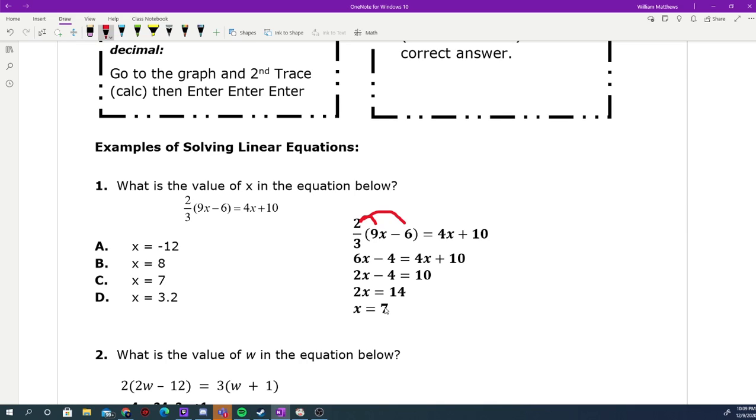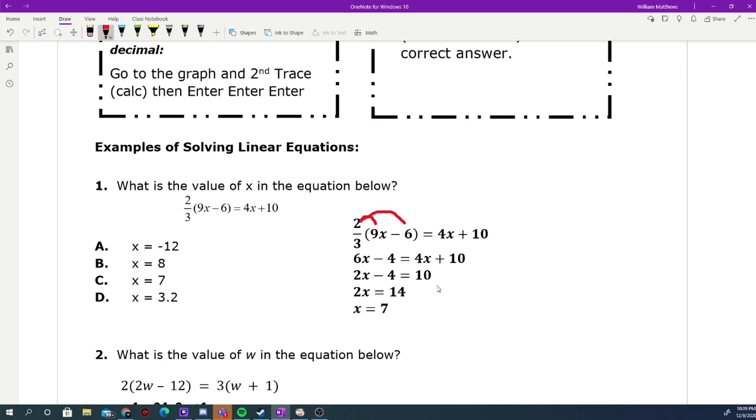The next step that is not set in stone, but it sets you up in case your variable cancels out, is to move your variables to one side. In this case, to move over the 4x, I have to eliminate it from the right side. We do this by subtracting both sides by 4x. This gives me 6x minus 4x, which is the 2x. We still have the -4. Our 4x minus 4x cancels out and leaves us with the 10.